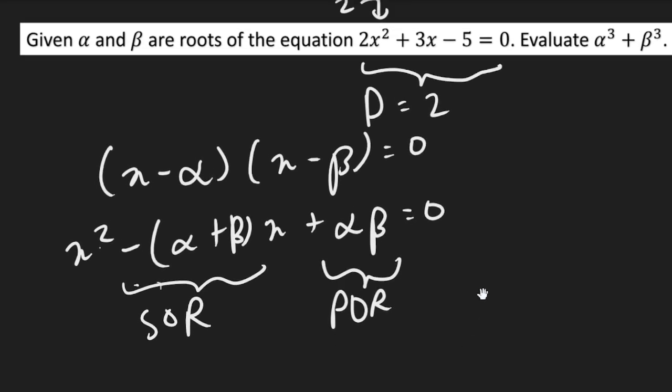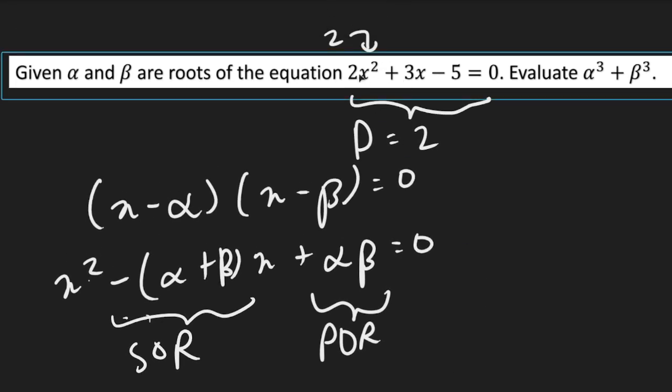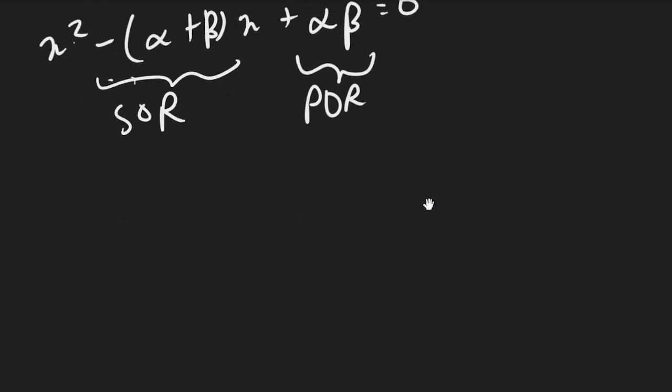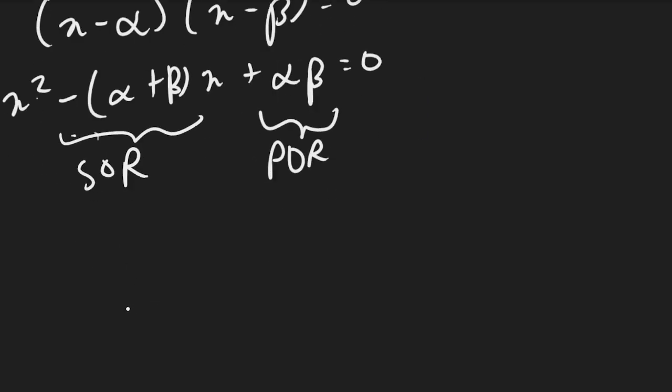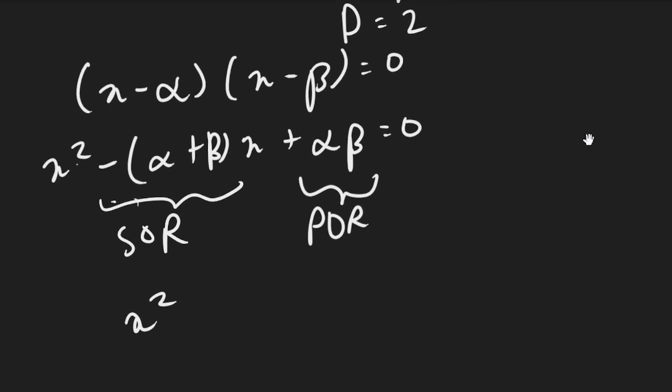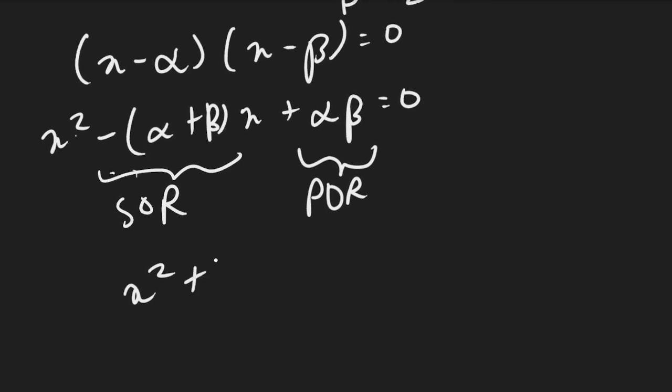So from here, we'll notice that the leading coefficient of our equation is not 1. How do we solve it? Don't worry, we can divide the whole equation by 2 and the roots will stay the same. So let us divide it by 2 and we get x squared plus 3 over 2 x minus 5 over 2 equals 0.